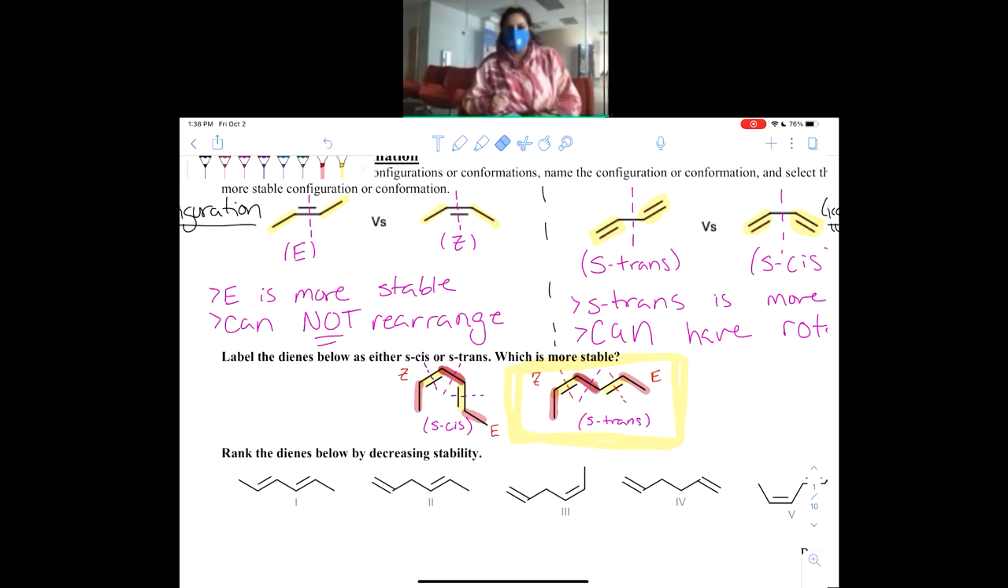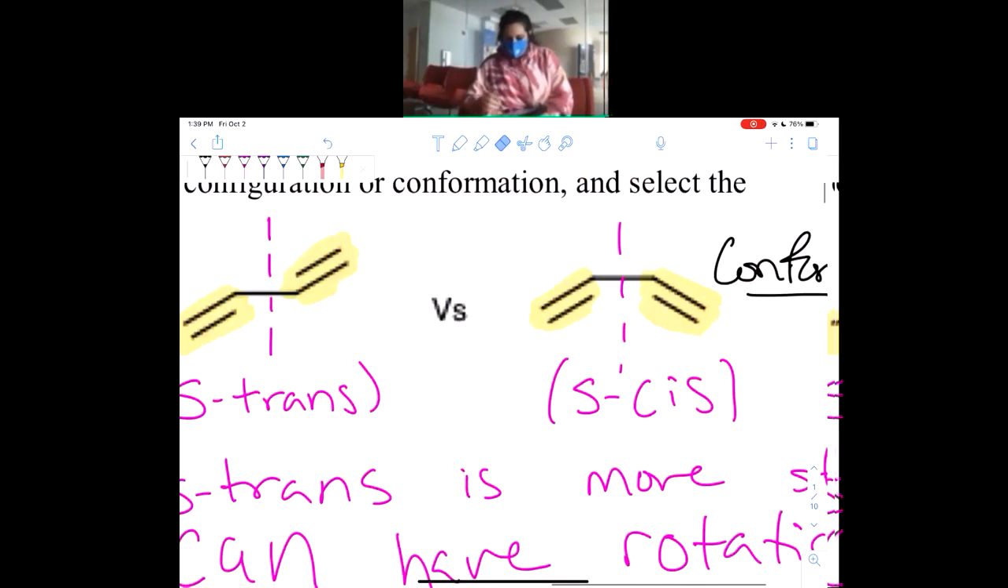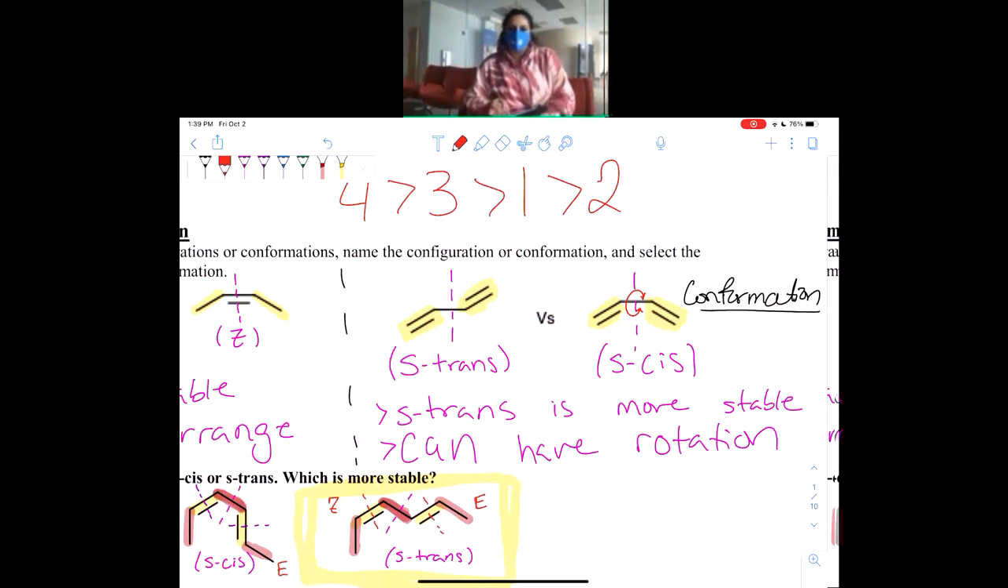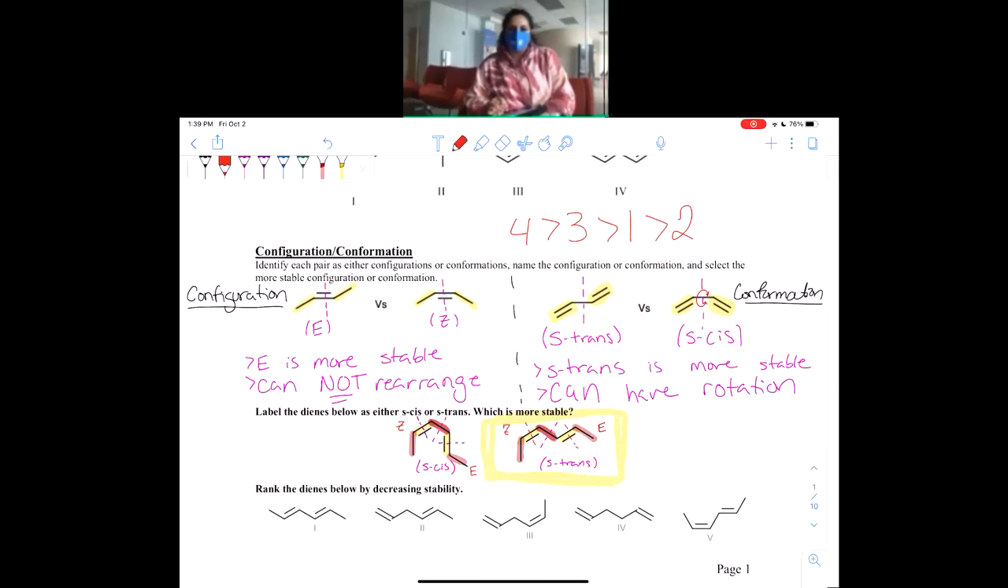Someone asked, can we rotate S-trans to S-cis through resonance? You can do resonance, but you don't need to do resonance in order to rotate it. Since we have a single bond here, you would just rotate the single bond to go from cis to trans. But good question.